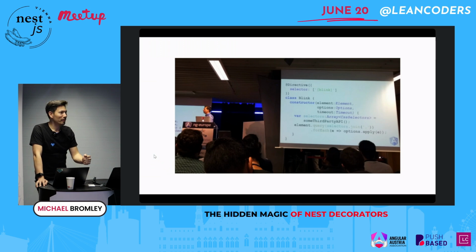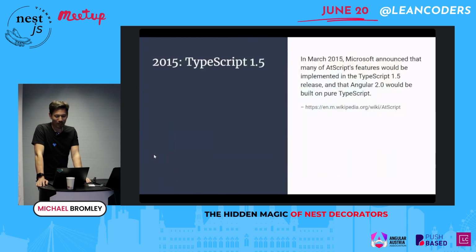So they were going to actually do this brand new language, and Angular 2 would be in this totally new language that's just used for Angular, which is a pretty crazy idea. It never happened because in 2015, the TypeScript team announced that these annotation features from AtScript would actually be incorporated into the TypeScript language.